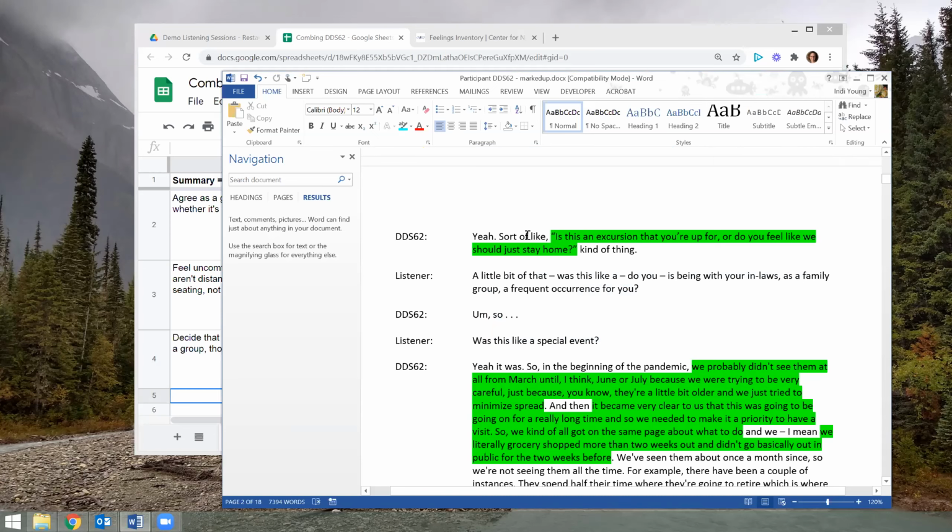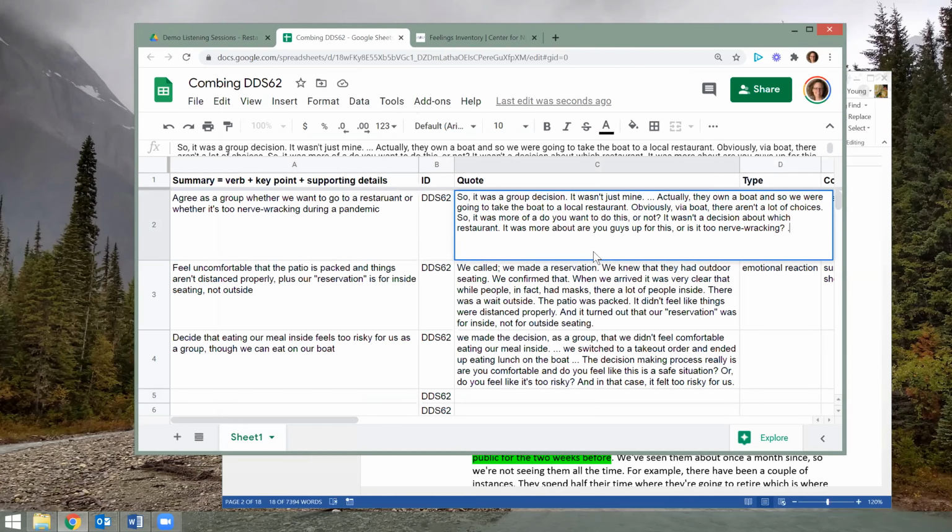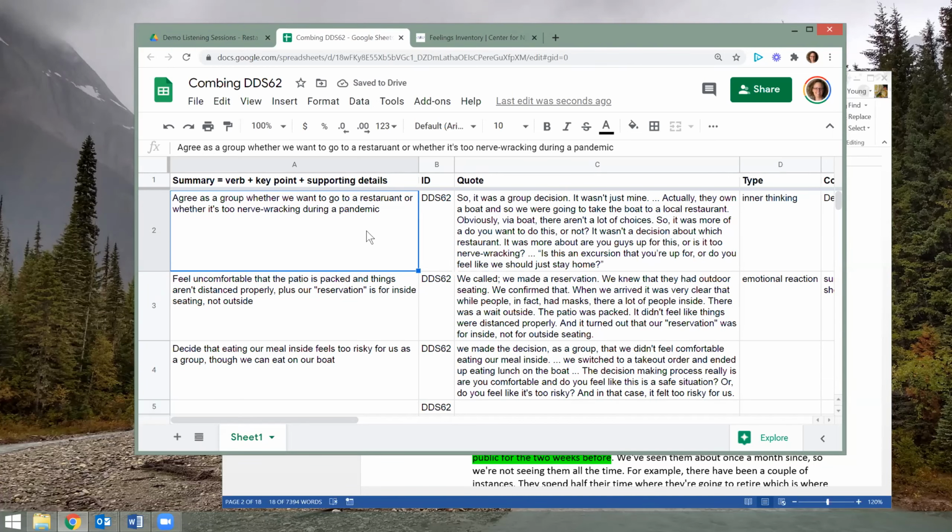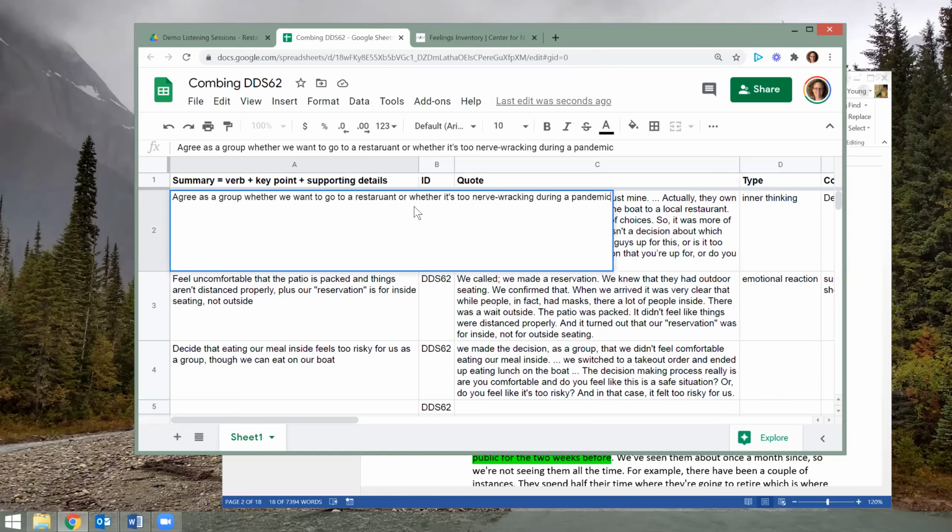So let's go on to the next one. Is this an excursion you're up for, or do you feel like we should stay home kind of thing? This is actually related to that first one, agree as a group. It's just a bit more snippet in the quote. So now we've got some more words here for excursion or staying home. So agree as a group, whether we want to go to a restaurant or whether it's too nerve-wracking during a pandemic, whether that's an excursion that's too nerve-wracking, maybe.